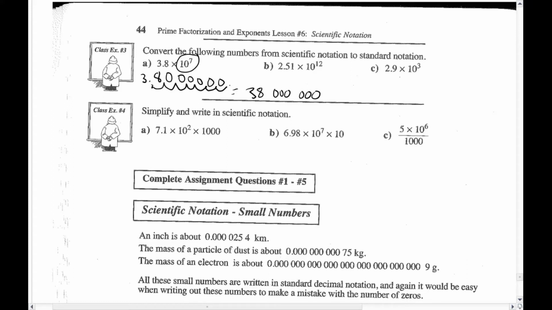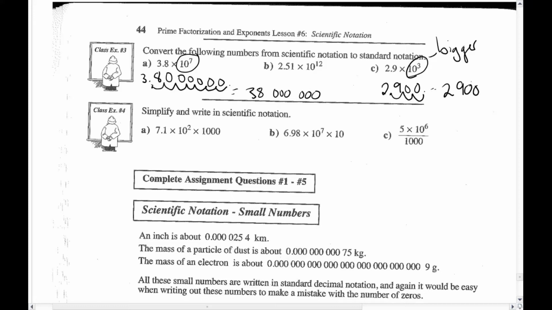I'll do C here. So same thing, 2.9. And it's a positive exponent, so it's a bigger number. So we're going to move our decimal place 3 times to make this number bigger. 1, 2, 3. We're going to place it there. And it looks like we get 2,900.